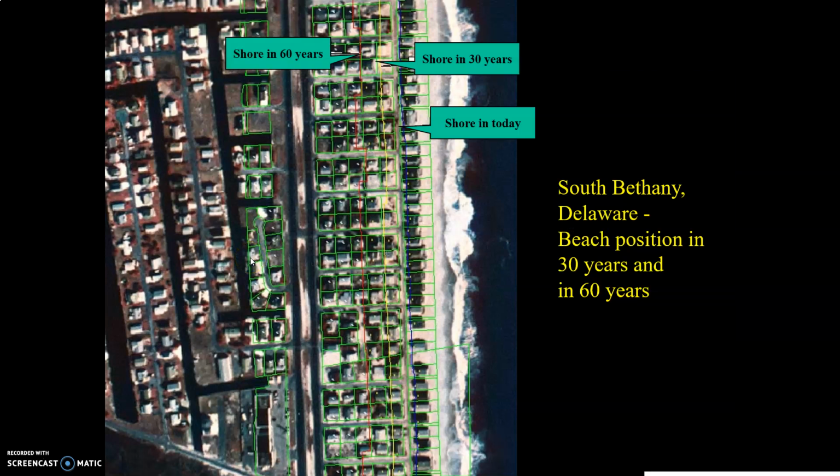This is a bird's eye view of South Bethany Beach in Delaware, and it shows you what's going to happen over time. Here's the shoreline today, and they can predict what the shoreline is going to be in 30 years and then in 60 years. So the people that have built resorts and have their beach houses along the coast are in for a surprise if they plan on staying at their beachfront property for the next several decades.